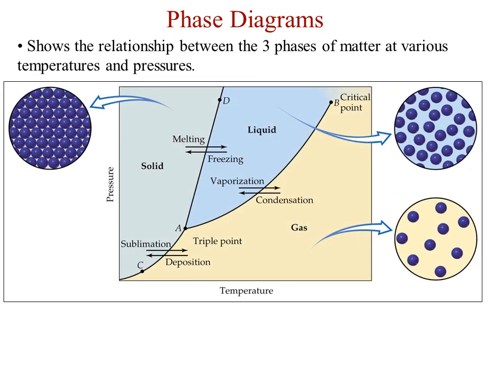This is a phase diagram. It shows the relationship between the three phases of matter at various temperatures and pressures, so it's just a chart with pressure on one axis and temperature on the other, and it forms a basic Y shape. The left side of the chart shows the solids where the temperature is cold, the middle part is where it's a liquid phase, and then the higher temperatures is where it's a gas.